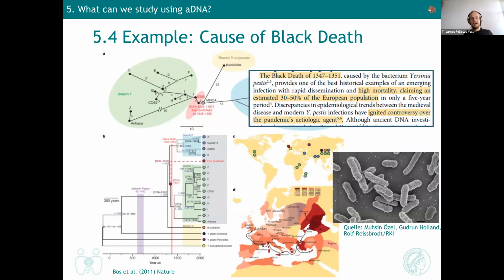So to look at a couple of examples, one of the most infamous epidemics was the Black Death. This is in the 14th century, killed up to an estimated 50% of the European population. But what caused it was still an open question. Historical records generally pointed towards the bacterium called Yersinia pestis.